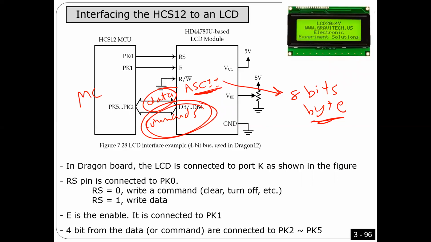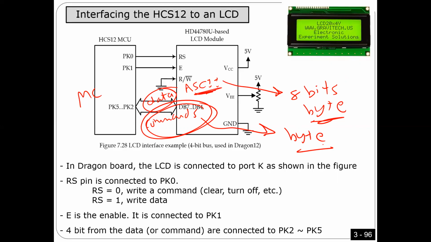I'm going to teach you commands later. Every command has a code. If you want to clear the LCD, you have to send the code for this command. So every command is a byte as well. Now we agree that every data item here is only one character. So if you want to display a message, you have to send it character by character.